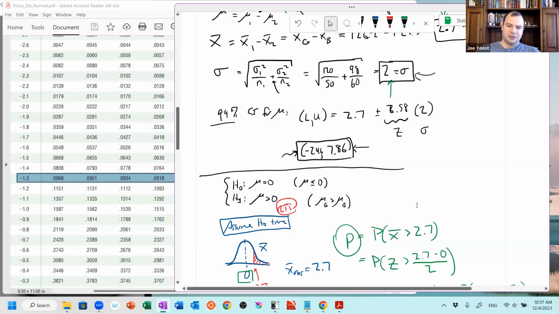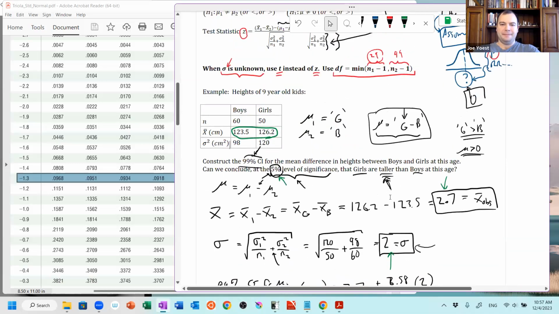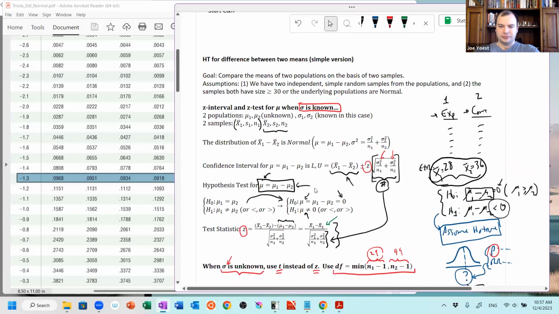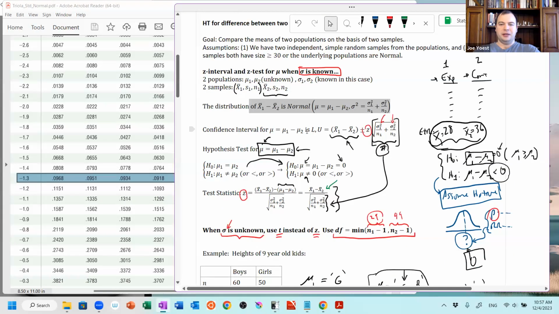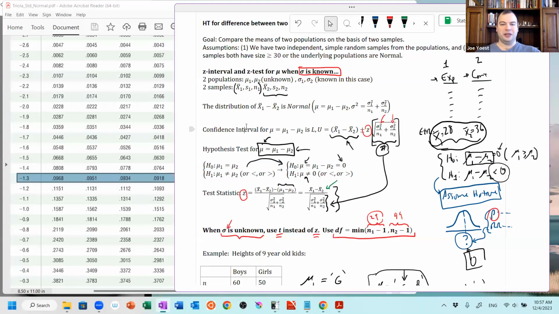Are there any questions on this? So in this fairly simple setup, the details look a little bit complicated, but I think that we hopefully saw that this really isn't any more complicated than doing a z-test for mu when sigma is known for a single mean.